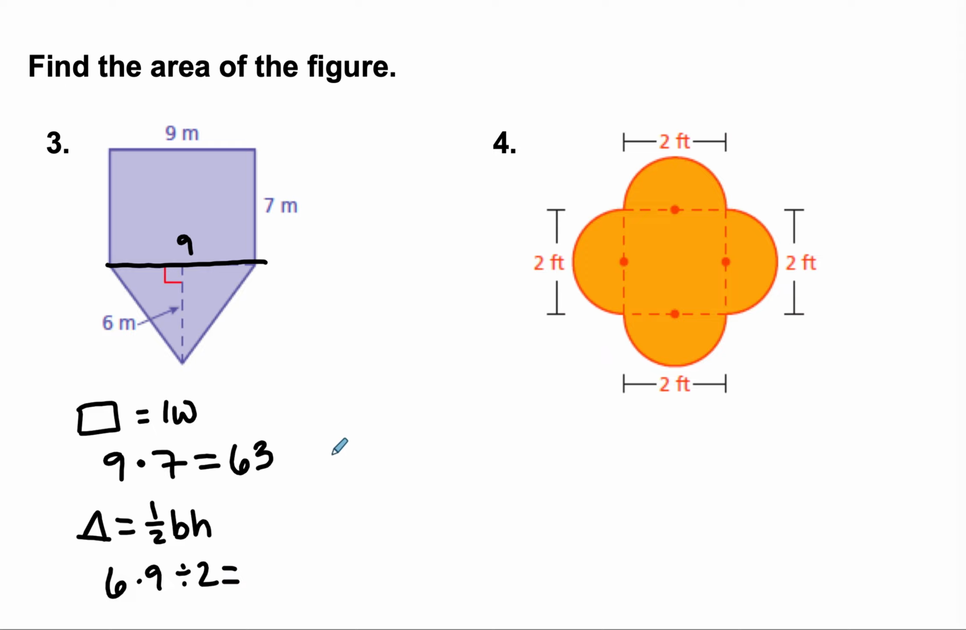It's going to be 27. Okay, then I need to add those together. So 63 plus 27 is going to give me 90 meters squared.